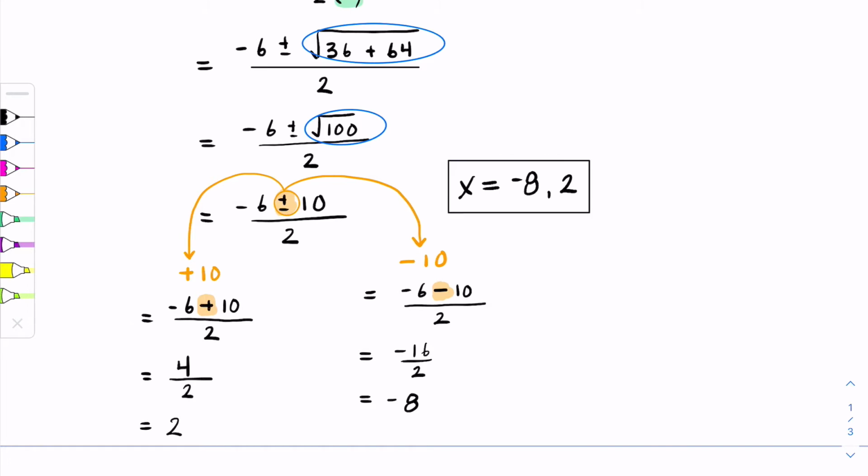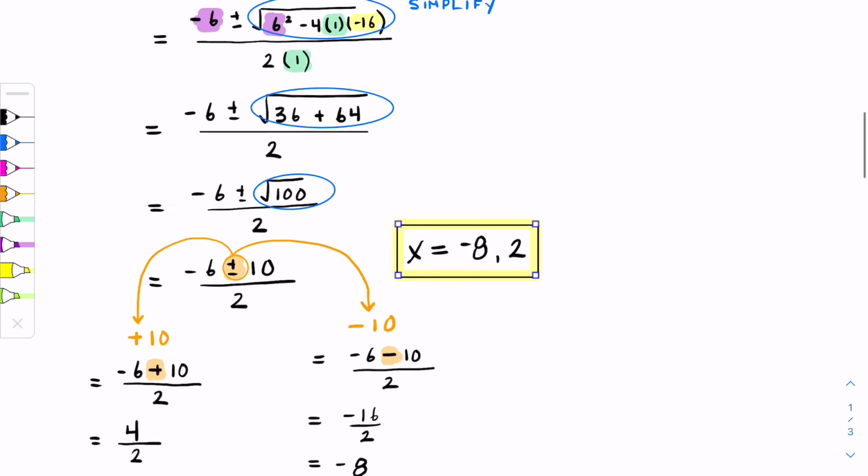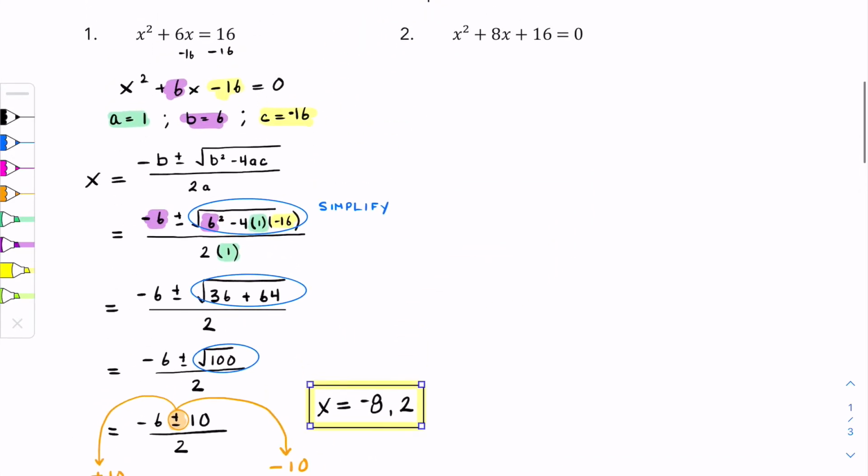If you want to check your work, you can substitute these two values back into the original equation and solve to make sure it comes out to be true. So you could substitute them back in and make sure it works perfectly, so it is a true equation.